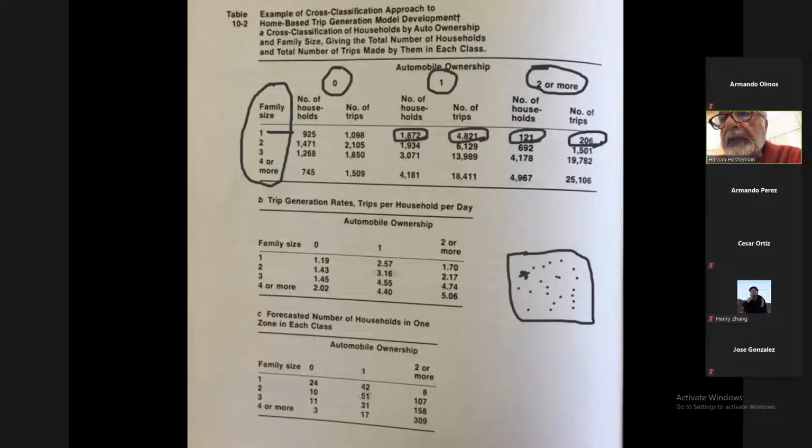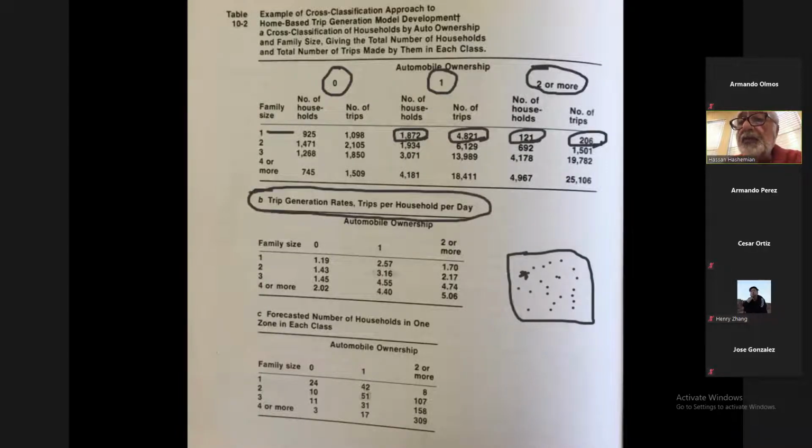Okay. So this is when we collect the data in that zone, we found these trips and these number of households arranged by family size and car ownership. Now, one thing we like to do by cross classification, we like to find the trip rate, which means what? We like to know how many trips per household per day. We call it trip generation rate. So we like to have a trip generation rate, which is here, which gives you number of the trips per household per day.